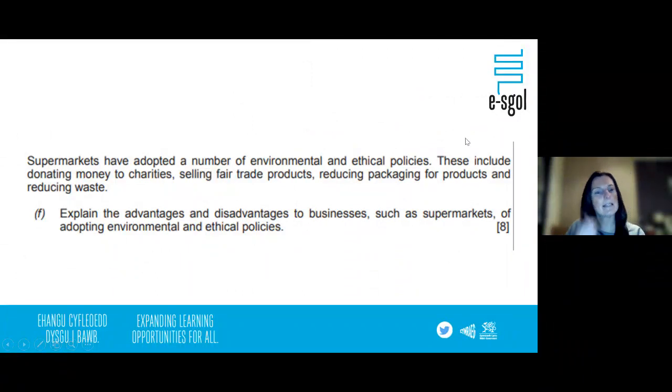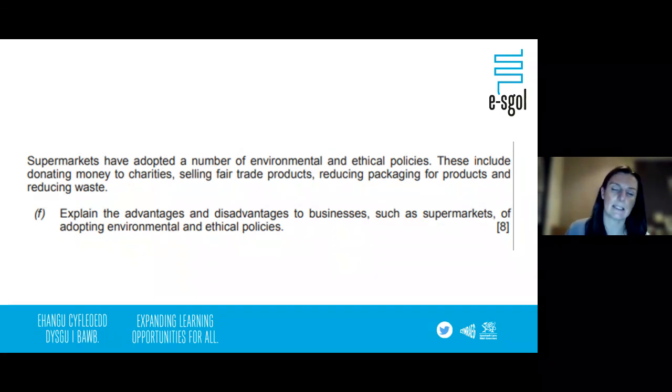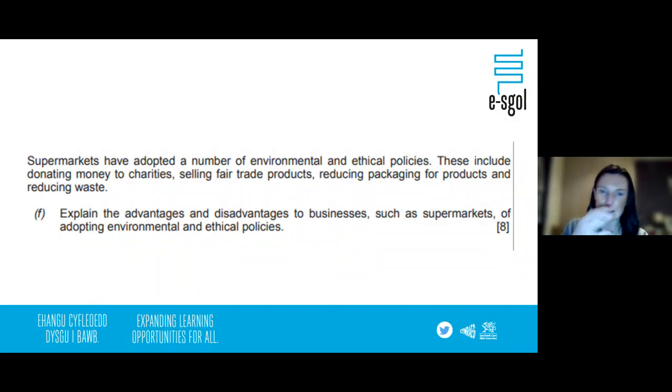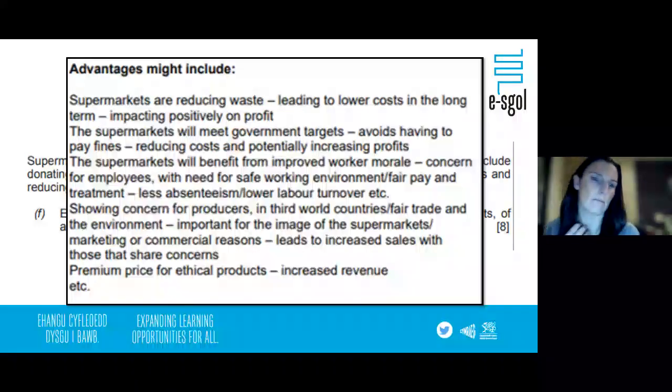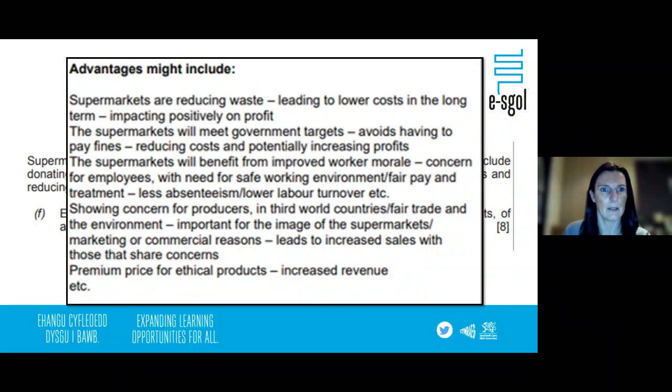Okay, so this is a question from, I can't remember which year this is because I didn't write it down. It's about supermarkets, and they've adopted a number of environmental ethical policies. Again, sticking on the ethical train, however, we're adding environmental to this now, and these include donating money to charities, selling fair trade products, reducing packaging for products, and reducing waste. Now, explain the advantages and disadvantages to businesses such as supermarkets of adopting environmental ethical policies. And I'm sorry, it's a little bit blurry. Not quite sure what's happened to that.